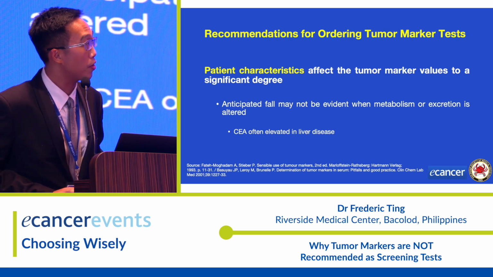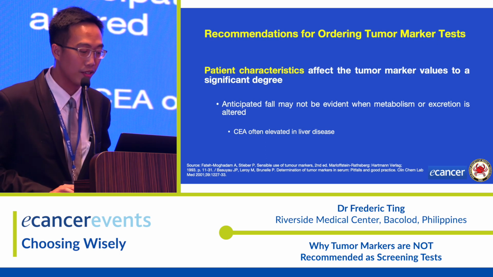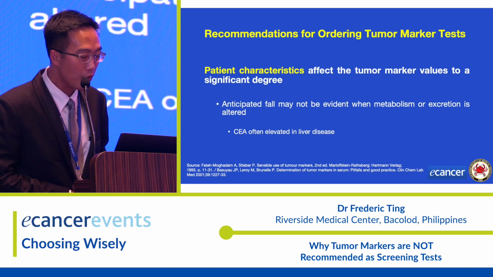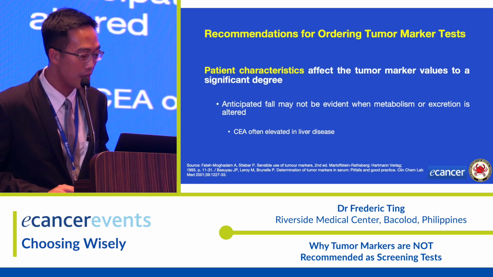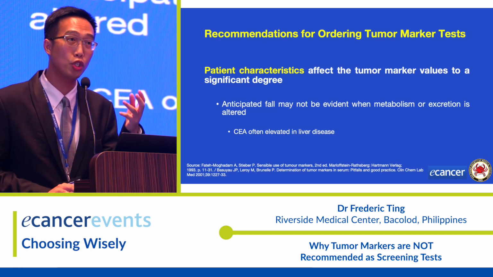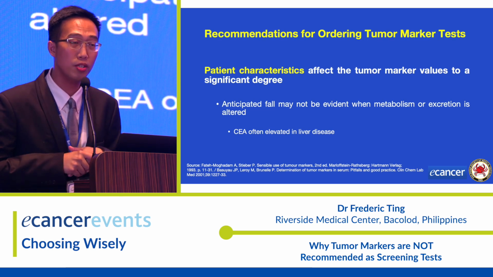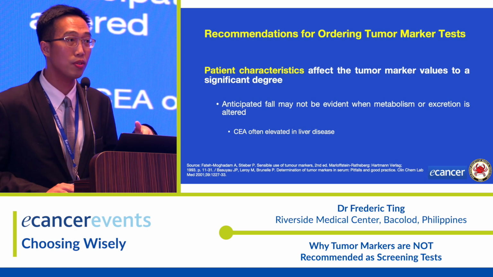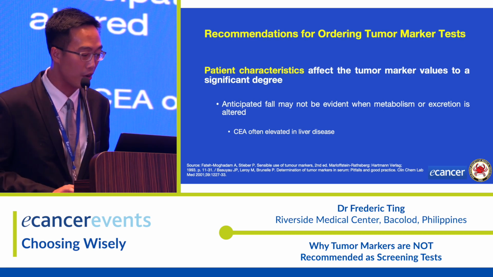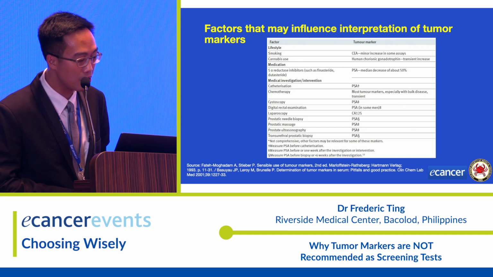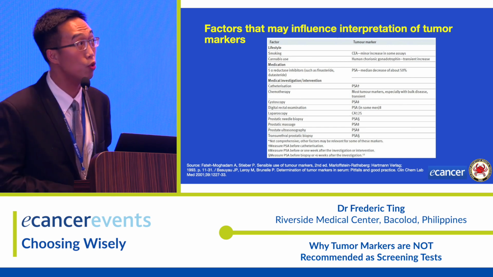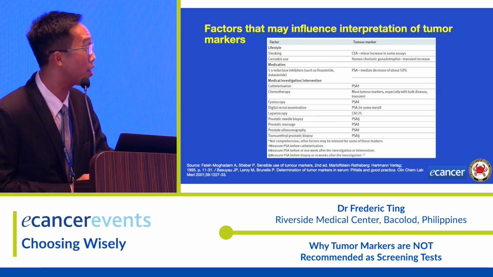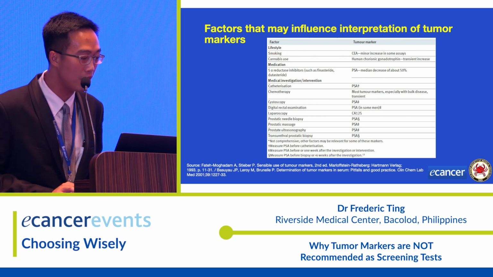It's important also to take note that patient characteristics affect the tumor marker values to a significant degree. For example, CEA is often elevated in patients with liver disease, and it's also important to check the biology of tumor markers because some tumor markers may not fall below normal values in patients with chronic kidney disease and with liver failure. So these are the different factors that may influence interpretation of tumor markers: lifestyle, smoking, cannabis use, the use of 5-alpha reductase inhibitors in our patients with prostate cancer.